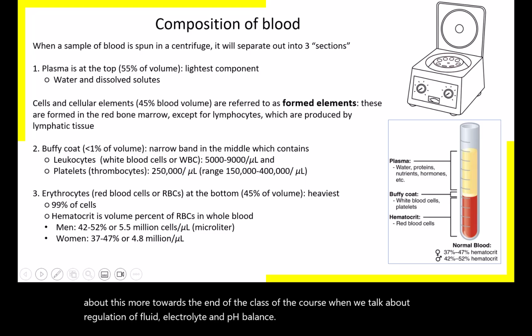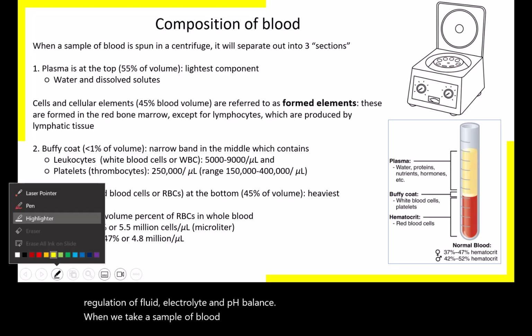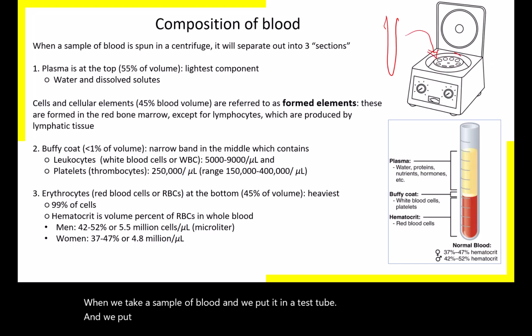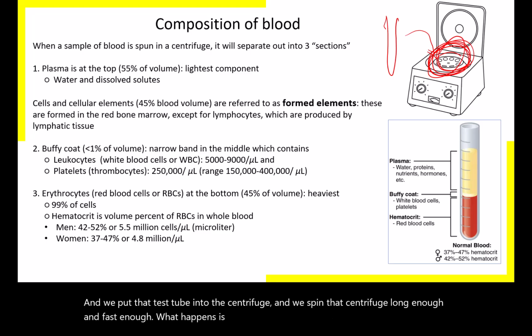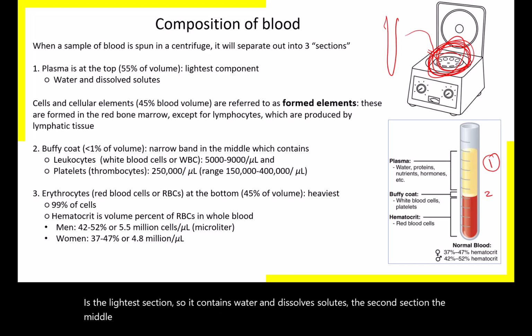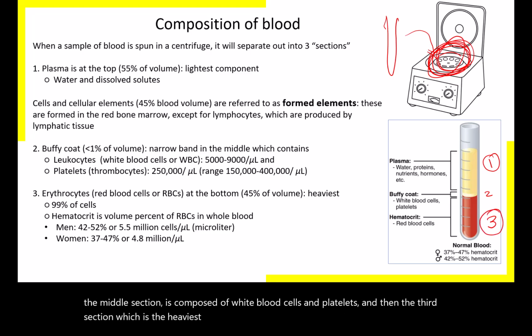When we take a sample of blood and put it in a test tube, and we put that test tube into the centrifuge, and we spin that centrifuge long enough and fast enough, it will separate out into 3 sections. The first section is the lightest section, so it contains water and dissolved solutes. The second section, the middle section, is composed of white blood cells and platelets. And then the third section, which is the heaviest section, consists of red blood cells.